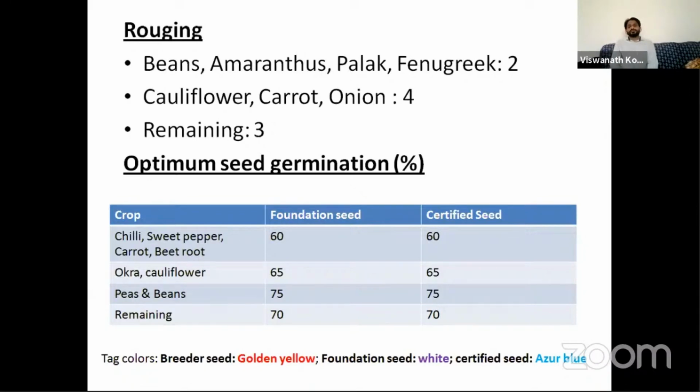By producing the seed, the produced seed should have the minimum germination percentage according to the seed production guidelines. We have the different germination percentages of various seeds. And tag color is very important. The breeder seed has the golden yellow tag color, the foundation seed has white tag color, and the certified seed has the azure blue tag color.